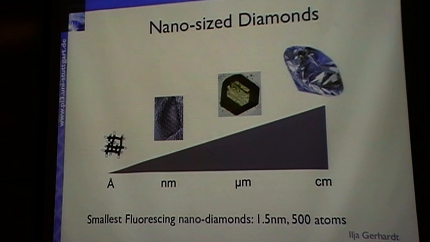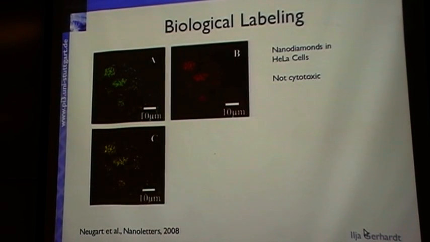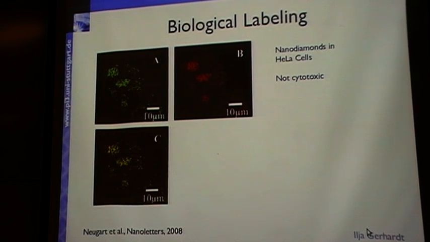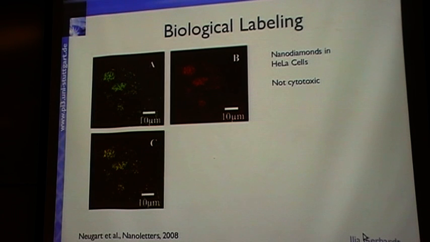So here you can have, for example, cells. These are HeLa cells, fed with NV centers. This is a paper which was done in our group several years back, where you can really see the nanodiamonds in a living cell. And important here, it's not a cytotoxic system, so you do not kill the cell, like for example with a quantum dot. So you can really have experiments in vivo.